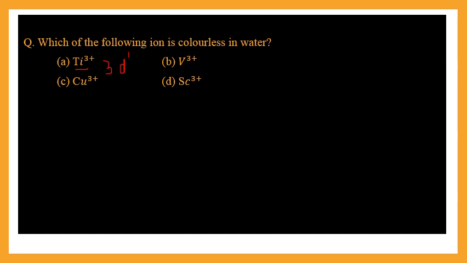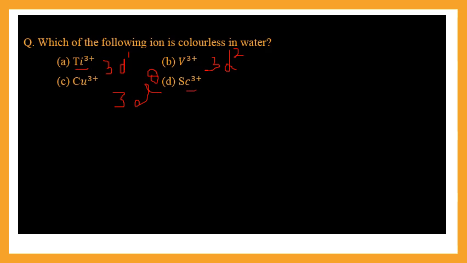When you write down the electronic configuration for vanadium 3+, you will get its outermost electronic configuration to be 3d2. Similarly, when you write it down for Cu3+, as we know that the electronic configuration of copper metal is 3d10 4s1, on removing 3 electrons, you will get 3d8. Now in titanium 3+ there is 1 unpaired electron, in vanadium 3+ there are 2 unpaired electrons, and in Cu3+ there will be 2 unpaired electrons. So these 3 ions have unpaired electrons, it means they will be colored.